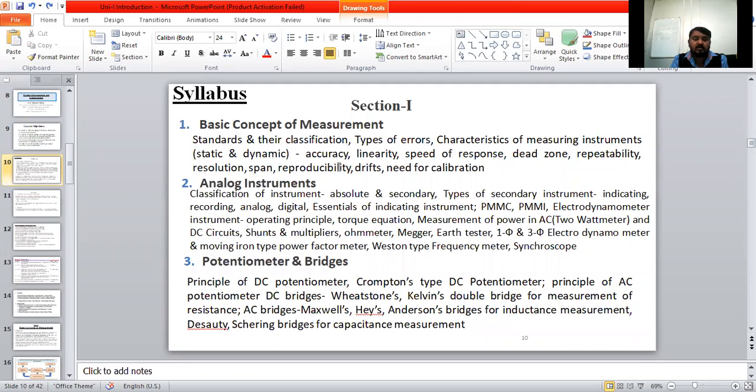So this is the total syllabus of section 1. According to your university structure, we have to finish this syllabus in 20 hours, but that will not happen because the second unit and third unit are very big units. Maximum experiments will come from the second unit and third unit only. Remember, for the practical, maximum coverage will be from the second and third units only.